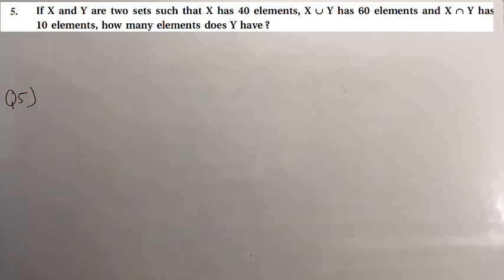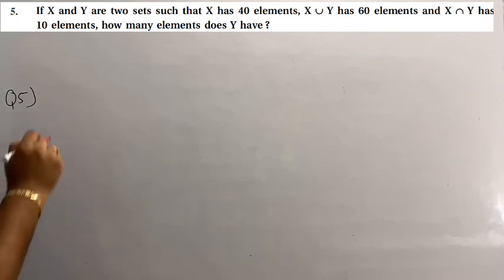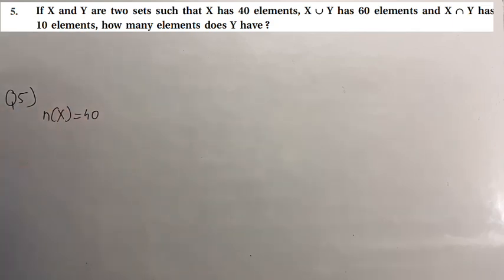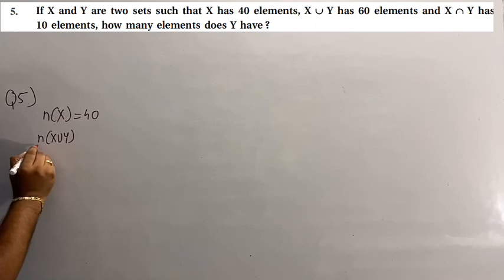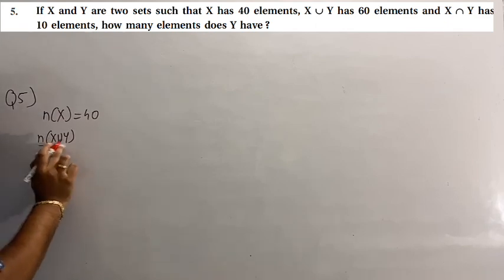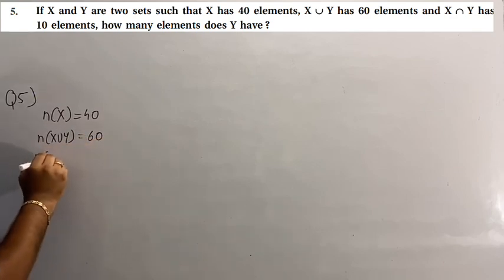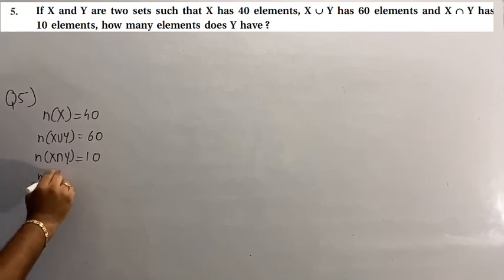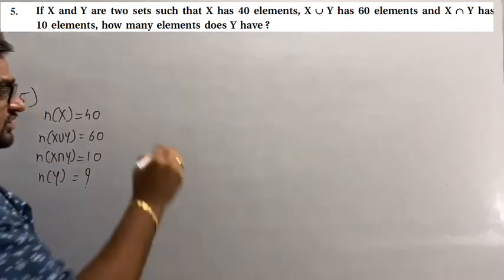Now you can see in question number 5 that X and Y are two sets such that the number of elements in X is 40. Okay, X union Y has 60 elements. Remember, whenever I'm writing n, that means the number of elements in the set. So X union Y is 60, X intersection Y is 10, and you have to find the number of elements in Y. So we'll use the same formula that we used in the last four questions.